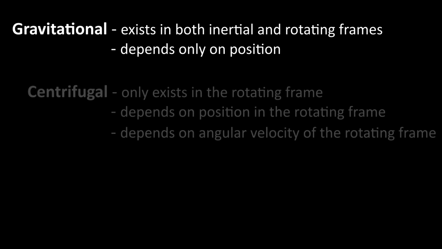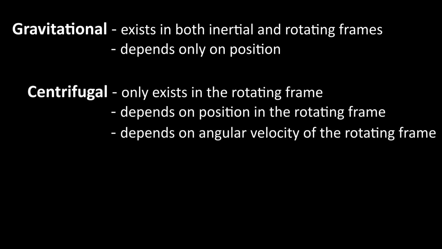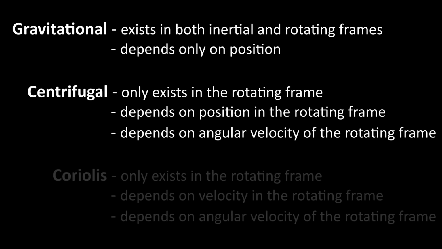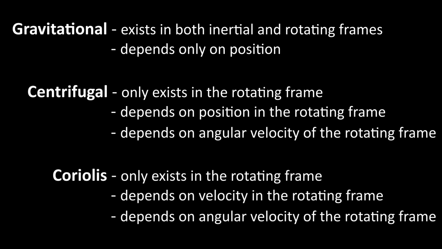Secondly, we have the centrifugal acceleration, which only exists in the rotating reference frame. The centrifugal acceleration depends on both the position of the spacecraft in the rotating frame and the angular velocity of the rotating frame. Finally, we have the Coriolis acceleration. The Coriolis acceleration only exists in the rotating frame, and it depends on the velocity of the spacecraft with respect to the rotating frame, as well as the angular velocity of the rotating frame.